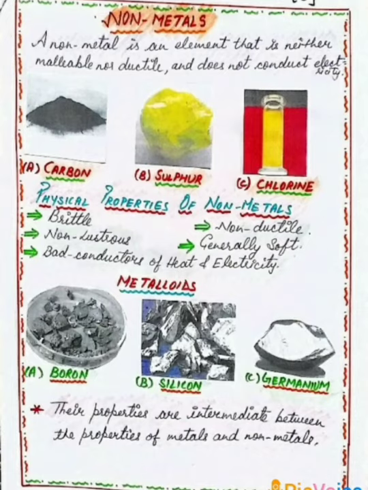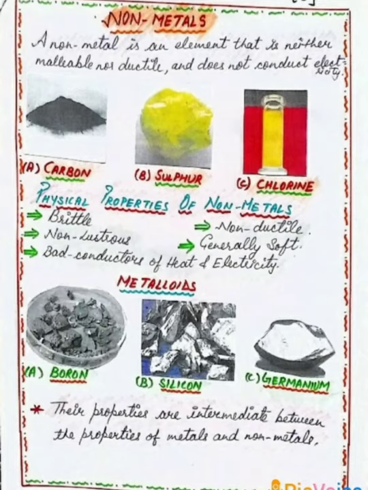Now, metalloids. There are a few elements which show some properties of metals and other properties of non-metals. For example, they look like metals but they are brittle like non-metals. They are neither conductors of electricity like metals nor insulators like non-metals.